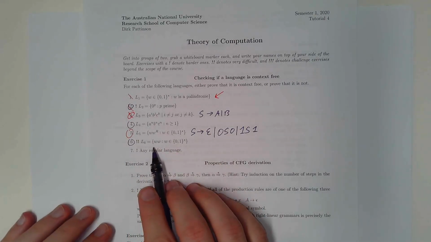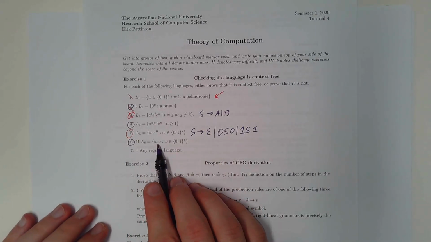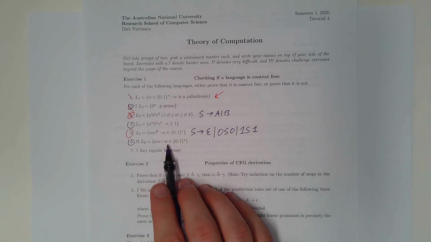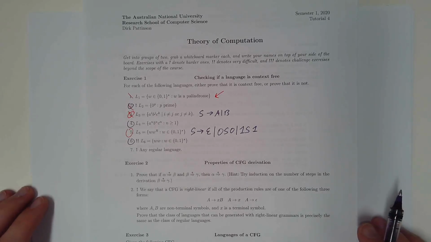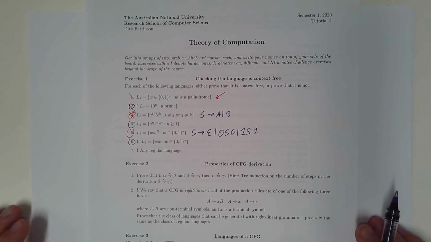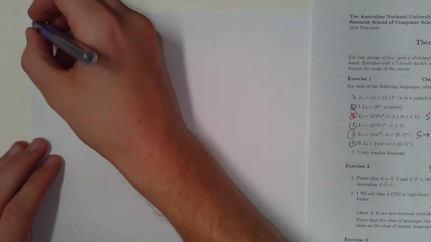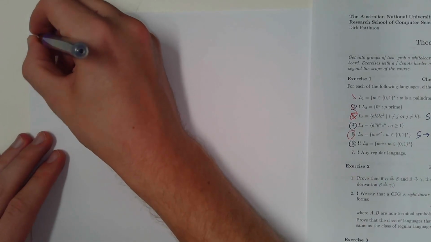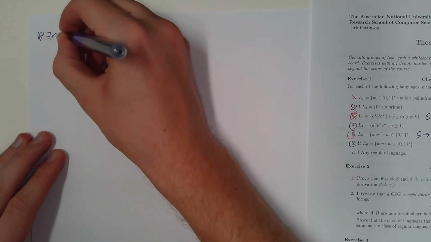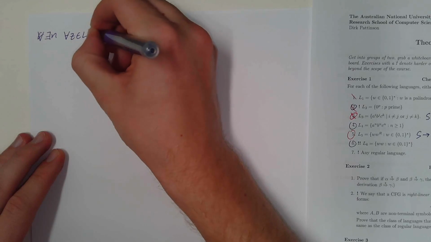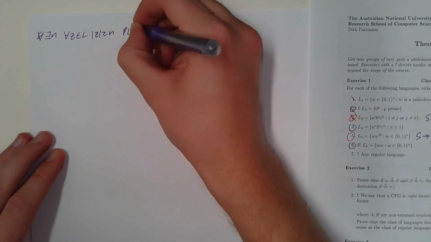Exercise 1.6. All strings of the form WW where W is some string. This one's a particularly tough one, and it happens to be the case that it's not context-free. I'm not going to go through the full detail, but I'm going to give you the rough sketch. So we do our usual thing. There exists some n such that for all z in the language, for z sufficiently large, the pumping lemma applies.